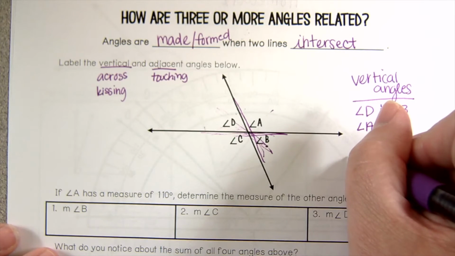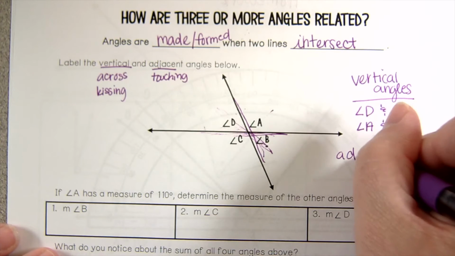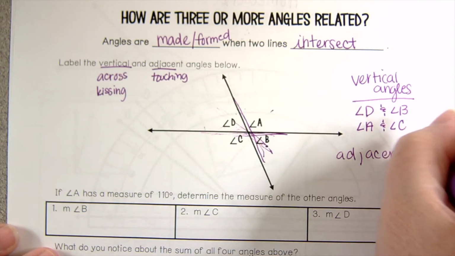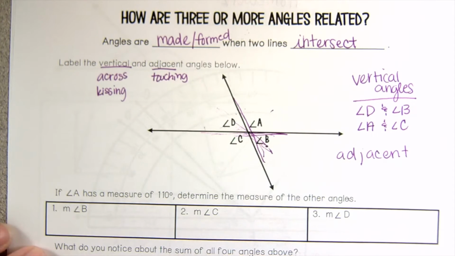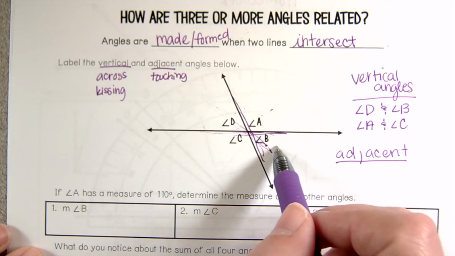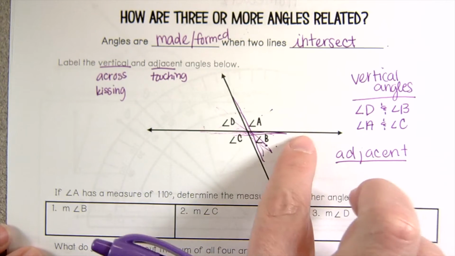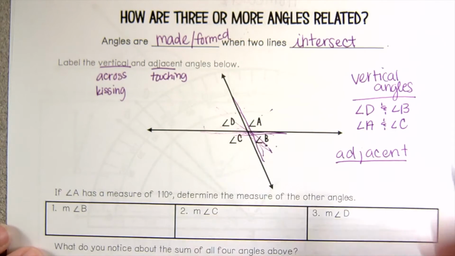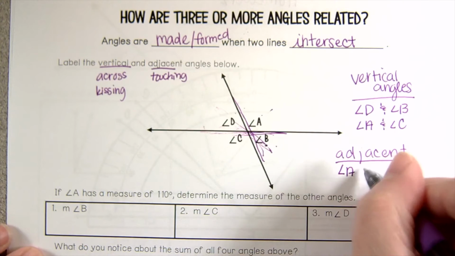Next, we need to list the adjacent angles. Adjacent means the two angles are touching. So you are only listing pairs of angles that are adjacent. I'll give you one pair. Angle A is touching angle B. It means that they share one line in between them. So angle A and angle B.